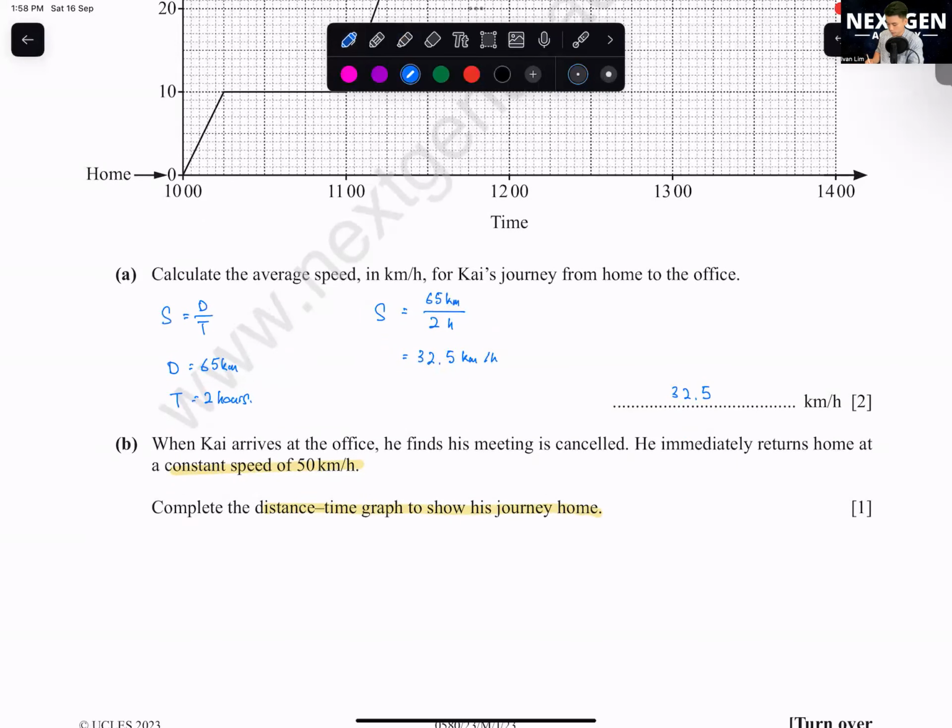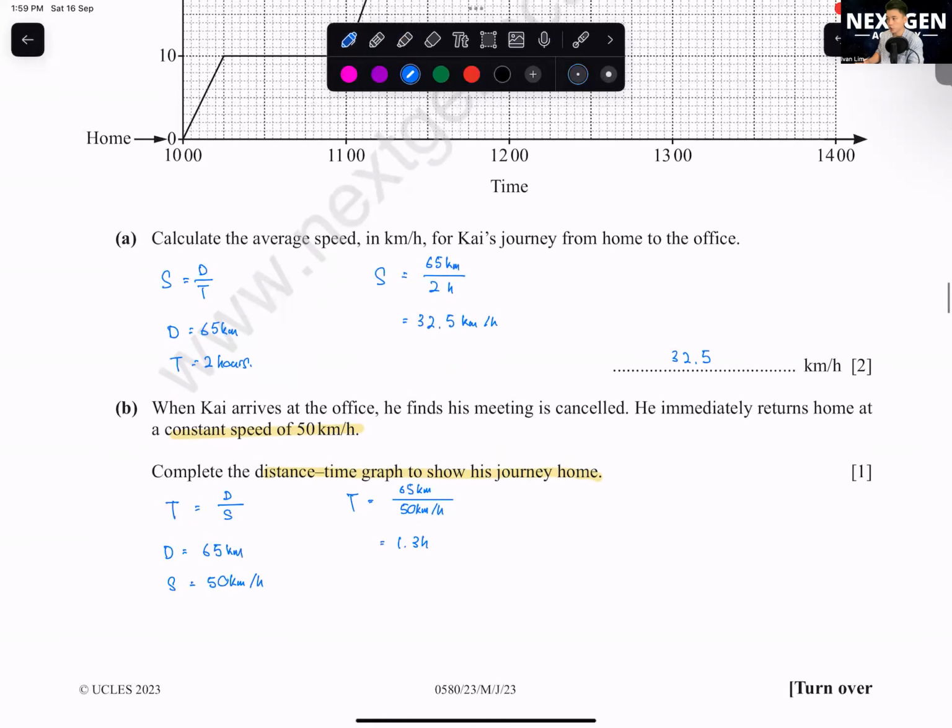Okay, so time is distance over speed. What is the distance? The distance was 65 km. The speed is 50 kilometers per hour. Okay, so the time that he took was 65 km over 50 kilometers per hour. Okay, so his final value will be in terms of hours. You calculate this, you get 1.3 hours.